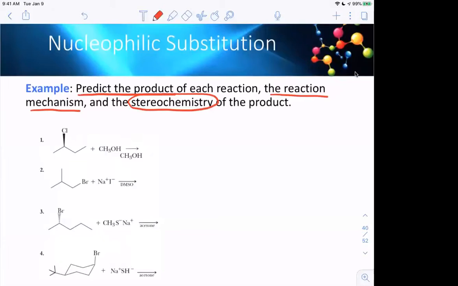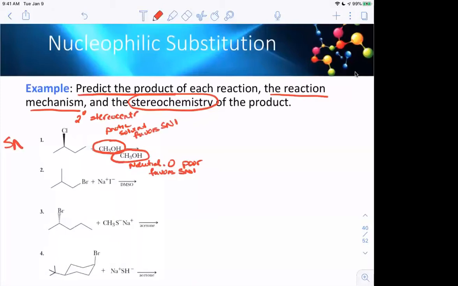All right. This is a secondary alkyl halide, which has a stereocenter. This is my nucleophile. It's neutral and it's oxygen, which is a poor nucleophile. So this favors SN1. This is a protic solvent. This favors SN1. So SN1 is going to happen.